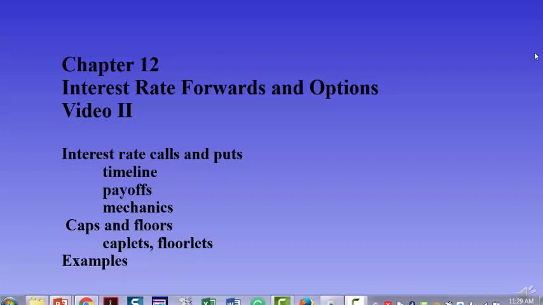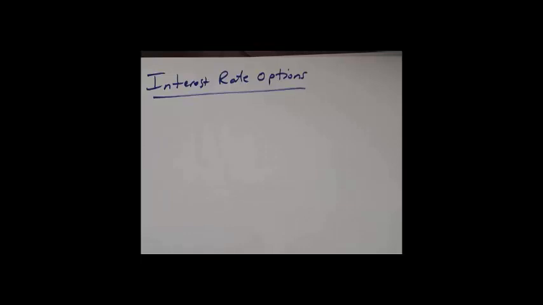We'll also look at caps and floors along with caplets and floorlets, which are components of caps and floors, and then we'll do some examples. Let's start off with interest rate options.